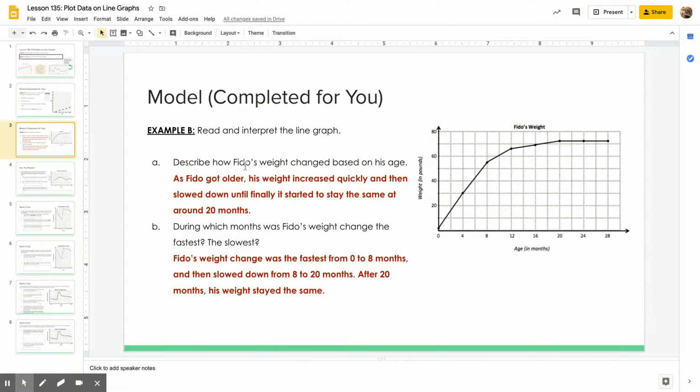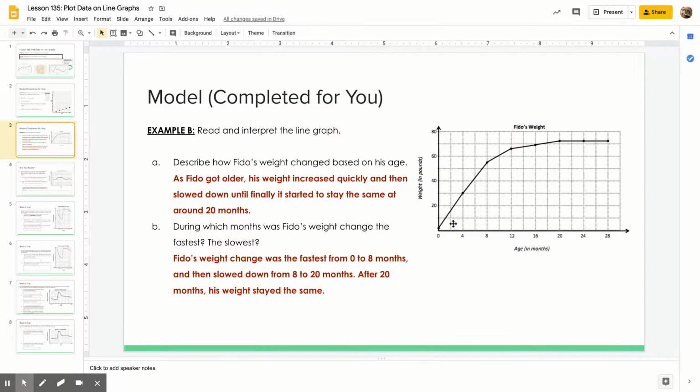So it says, how does his weight change based on his age? So I wrote, as Fido got older, his weight increased quickly and then slowed down until it finally started to stay the same around 20 months. So that's similar to a person, right? You grow really fast when you're little and then you start to even out as you get older. The next part says, during which months was Fido's weight change the fastest and the slowest?